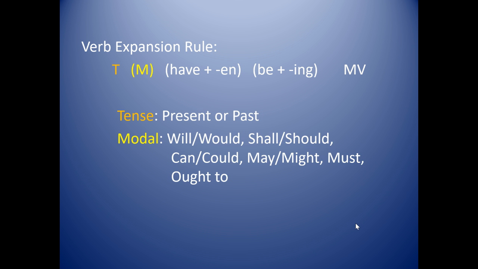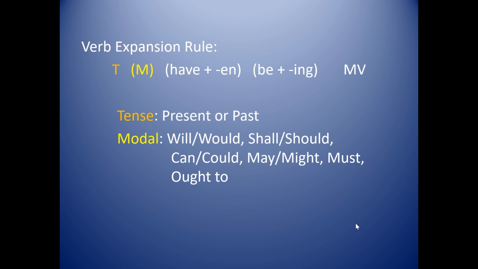Next we have this thing called M. You'll notice the M is in parentheses. We're going to find with the verb expansion rule, anything that's in parentheses is optional. So the T doesn't have parentheses because every verb has to have a tense of either present or past. But the M has parentheses. This is called a modal, and a modal is completely optional. You don't have to have these little helpers. They oftentimes refer to them as modal auxiliaries. Just refer to them as a modal.